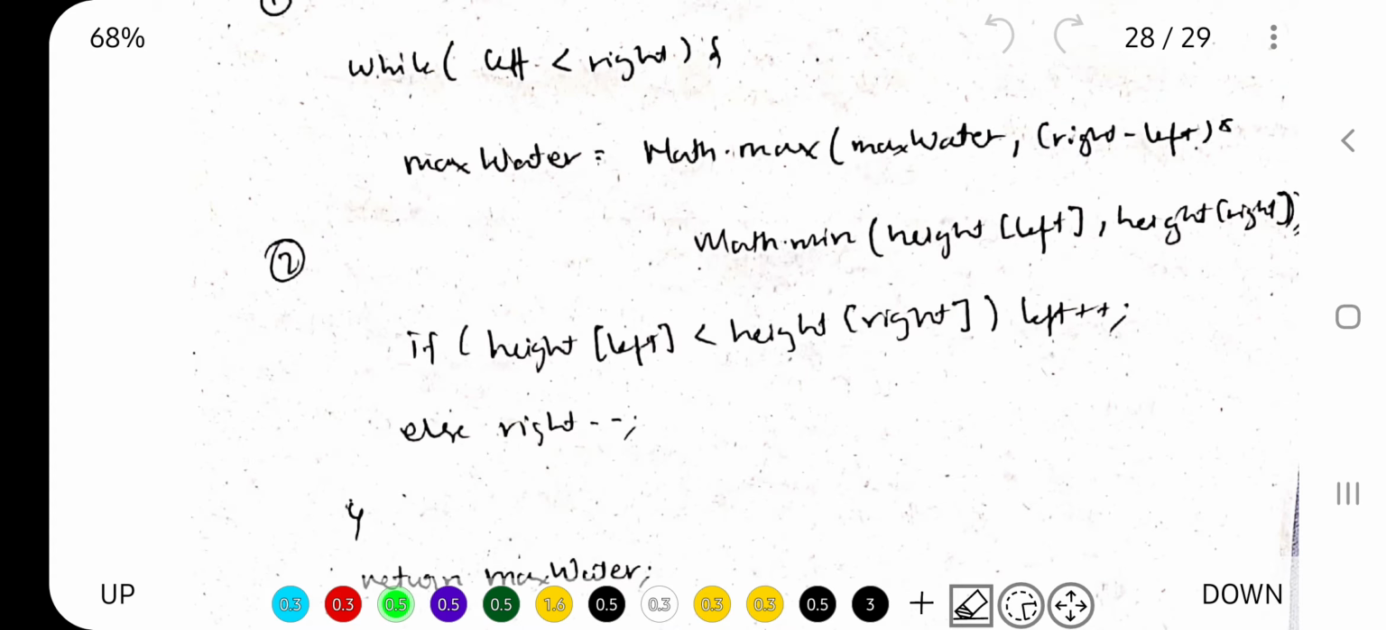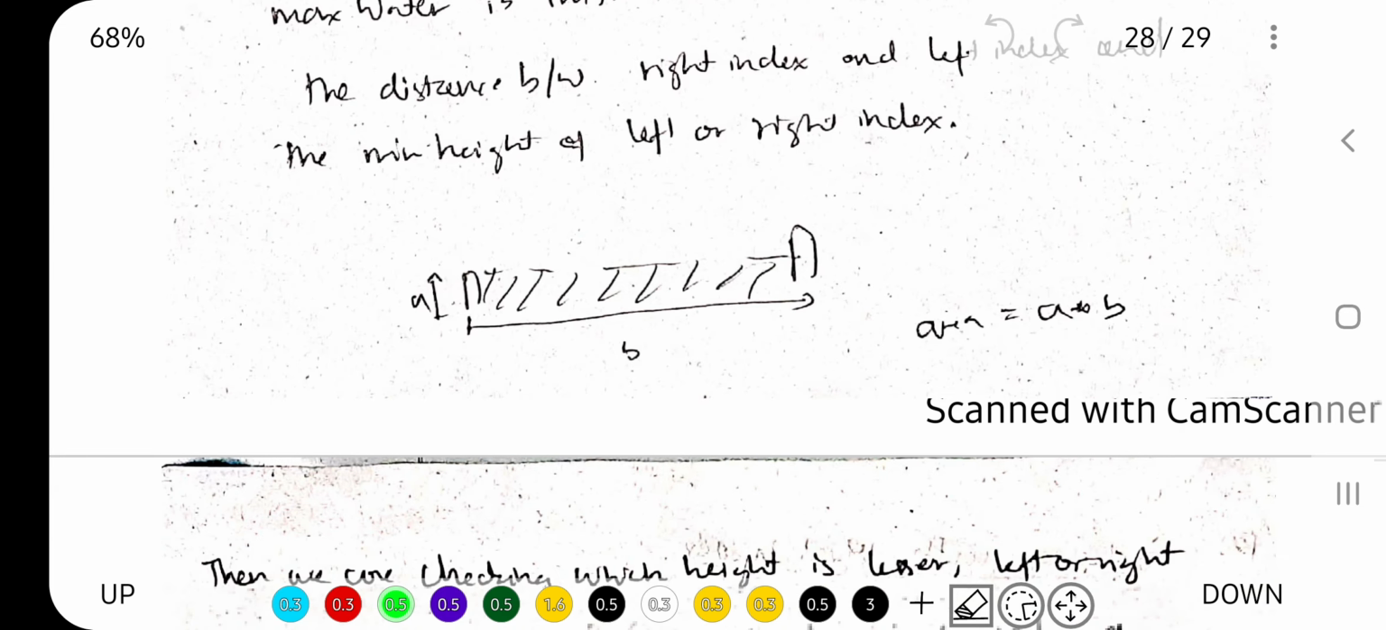Okay, and after we have stored the answer in the max water, we have to either increment the left or decrement the right. How will we choose what to increment and what to decrement? If height of left is less than right, left plus plus. Whichever is the smaller element, we will do plus plus in hope of getting a greater element. Because this is already greater. If I increment this one, I can get even greater, or I can even get lesser also. So I'll be considering that I get something greater.